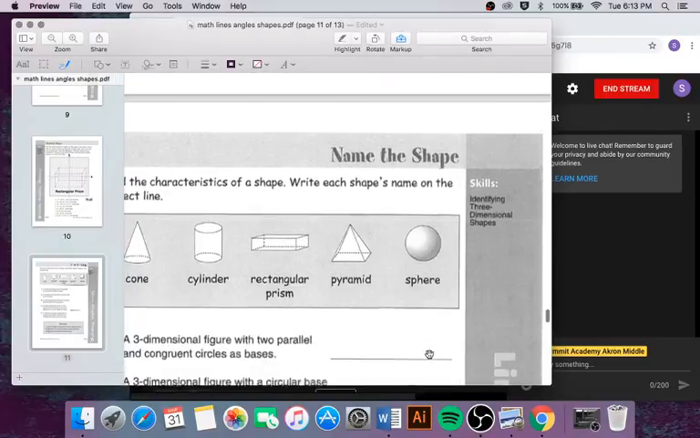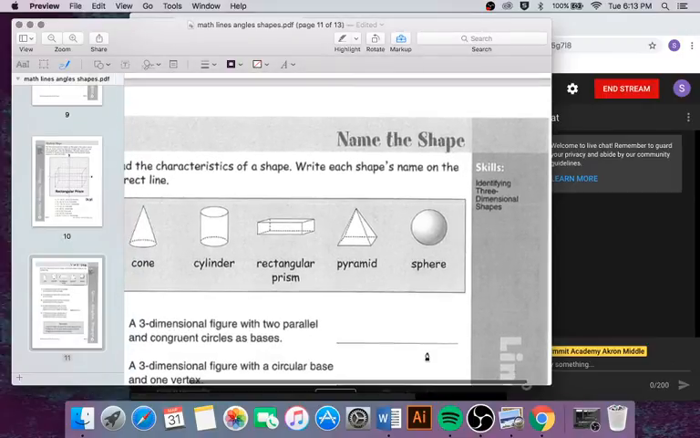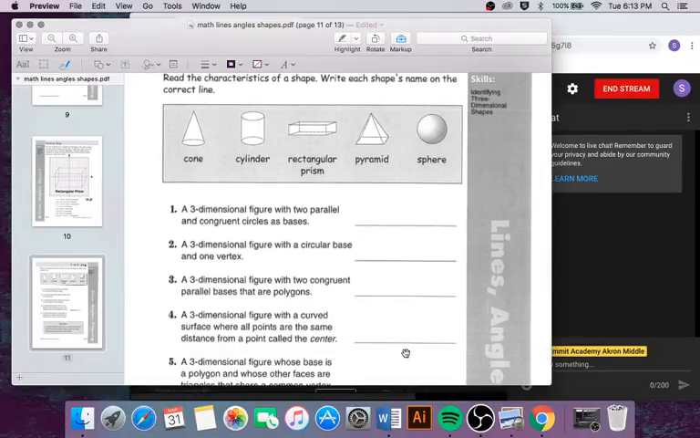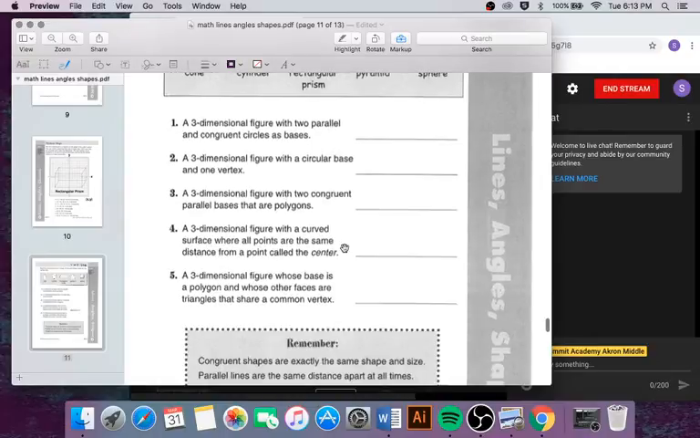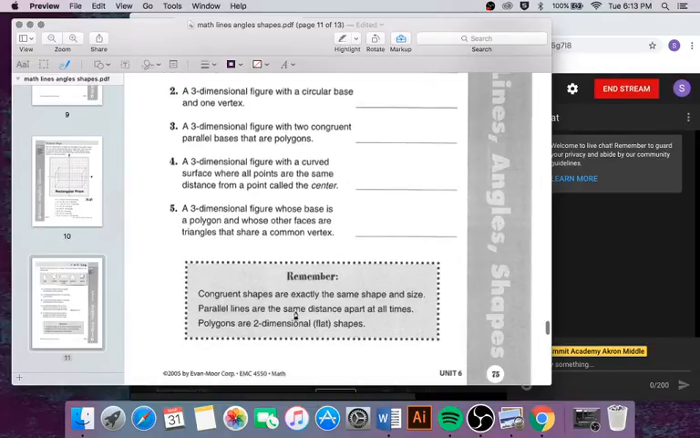Moving on to the next page, they want us to figure out which one of these 5 shapes goes with these 5 clues. Now at the bottom, we have a box that says congruent shapes are exactly the same shape and size. Parallel lines are the same distance apart at all times. And polygons are 2-dimensional or flat shapes. So those are going to help us figure out where these 5 shapes go.